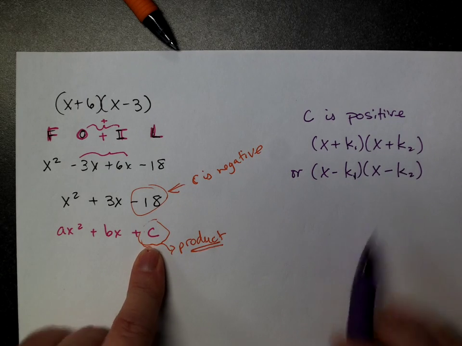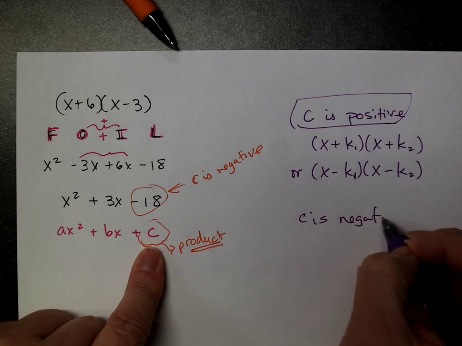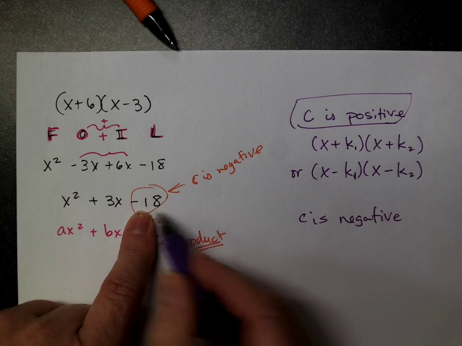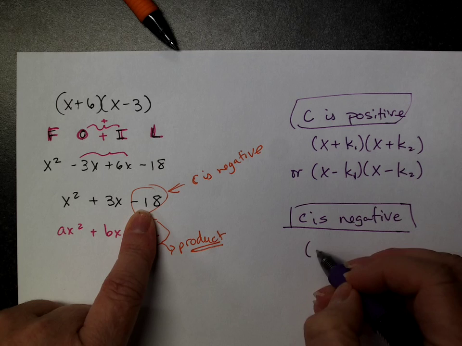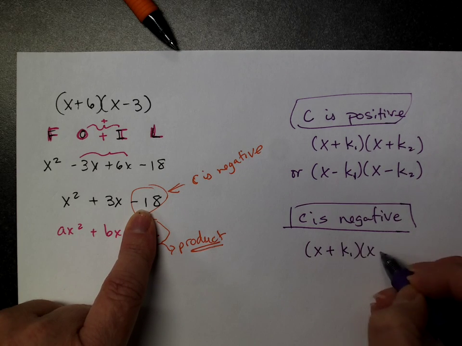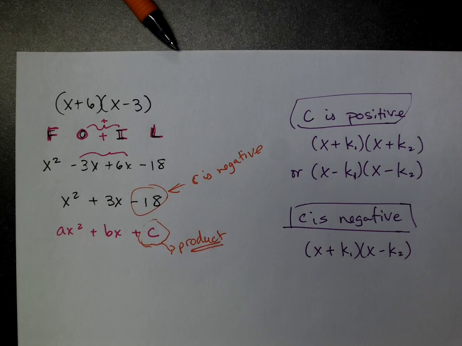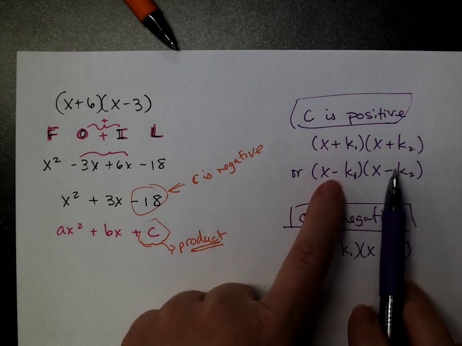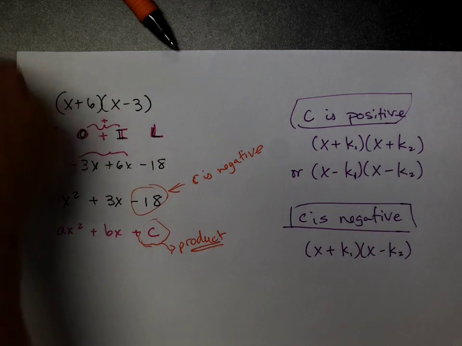And if C is negative, that last term is negative, what's the only way to get a negative product? Mixed signs. So we'll have an x plus one of our k's, and we'll have an x minus one of our k's. Mixed signs in our binomials. Now, how do you know if it's 2 pluses or 2 minuses?